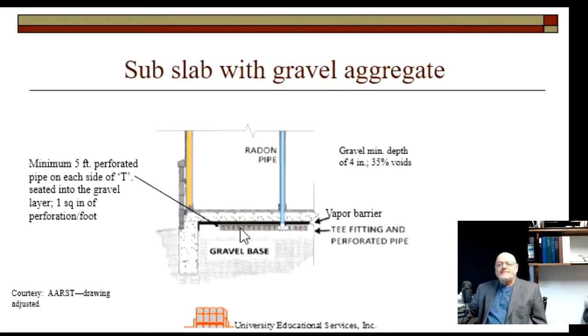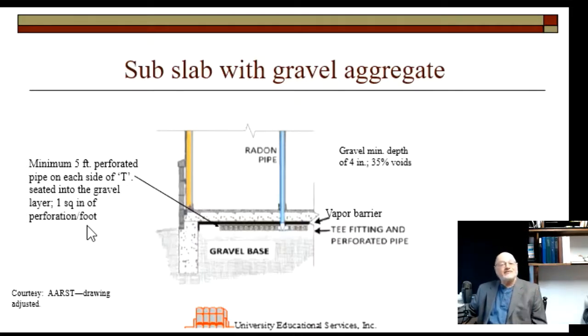Now, let's talk about these things. The perforated pipe has to have at least 5 feet of length on each side of the plastic tee, as you see. And the perforated pipe should be seated into the gravel. So put it down into the gravel somewhat. And the perforations are even given that you must have at least 1 square inch of perforation per foot length of the perforated pipe. And I'm quite sure that's all satisfied by what you're already using.